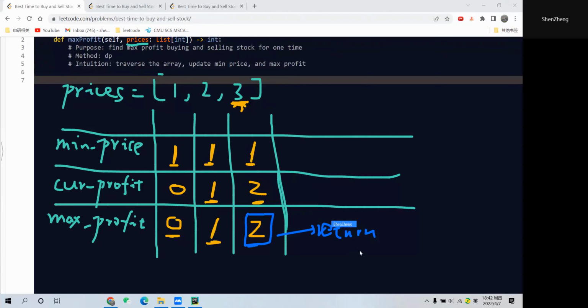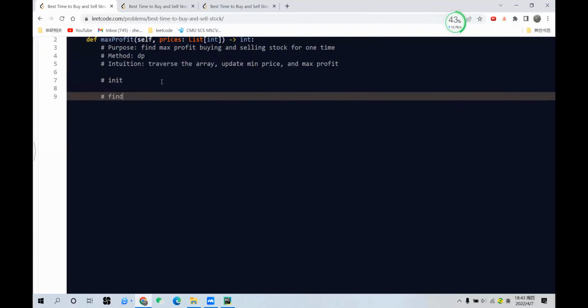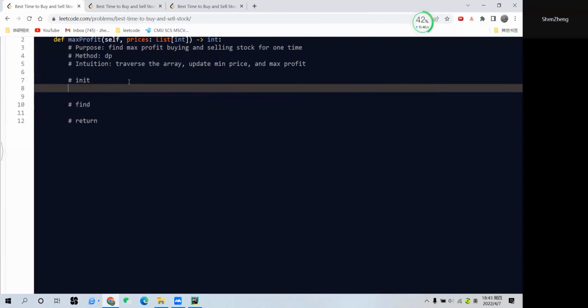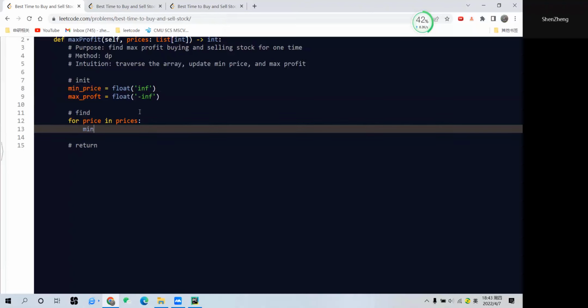Okay, now we've finished the graphical explanation. Let's add the coding part. Well, the first thing is to initialize the maximum profit as float negative infinity. So initially it's smaller than any number. And then you need the minimum price, which is float infinity. So it's initialized greater than any number. We want to traverse all the prices in this prices array and update. So the minimum price is just the minimum between the previous minimum price and the current price.